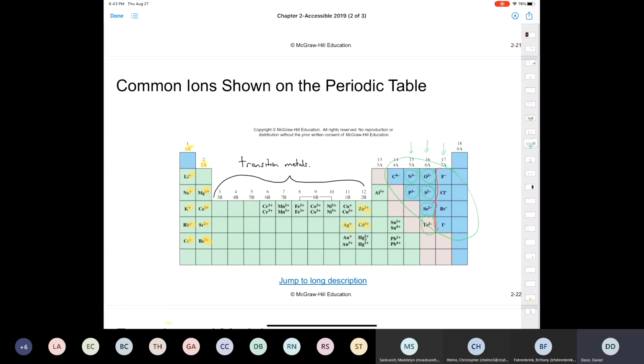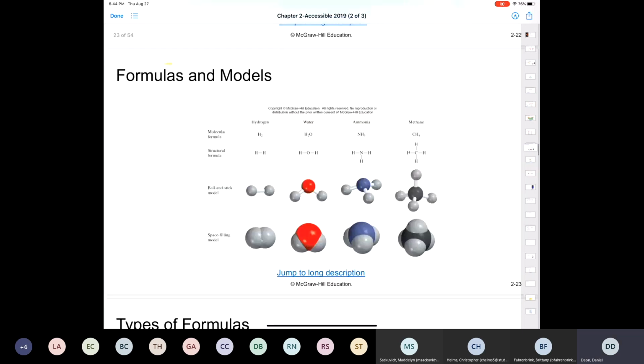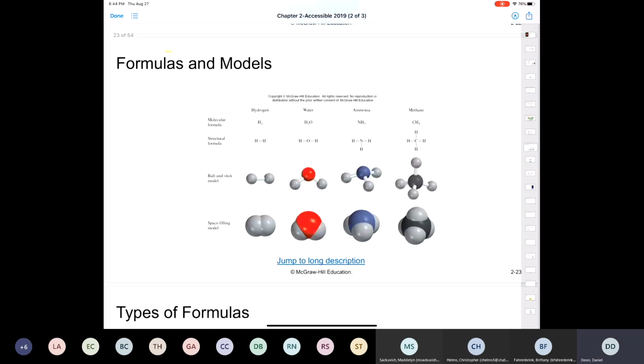Any element that's not a transition metal, we call those main group elements. So I'm going to let you write that down on your own, a main group element, but that's something that you should know as well. But in the interest of time, I'm going to skip ahead here and get into formulas and models.